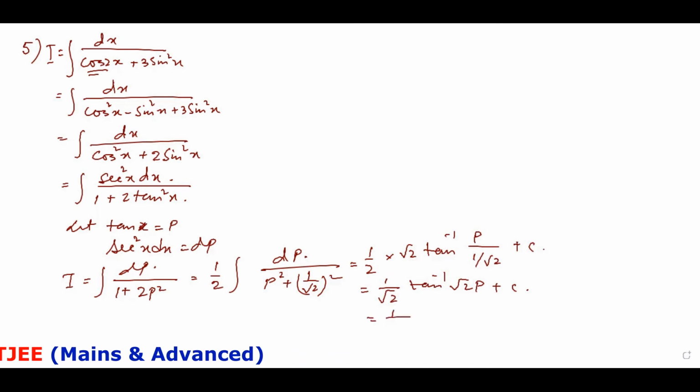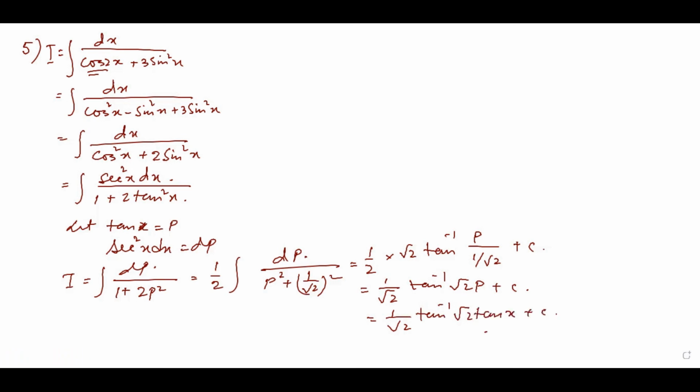Now simply replace the value of p. So we are having root 2 tan x plus c. That's it. Have you understood?